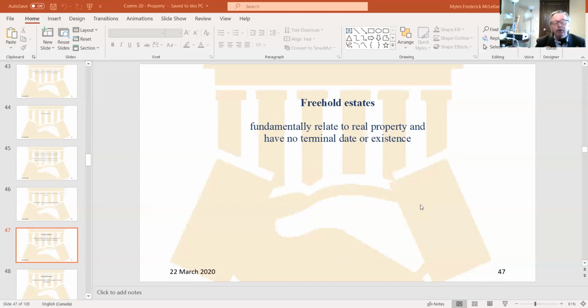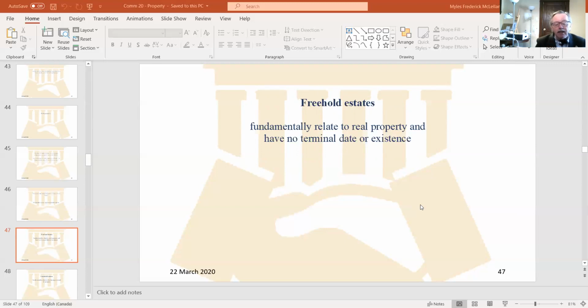All right, so if you and or your parents own a house in Sault Ste. Marie, they have a freehold estate interest in that house. But everybody just considers that to be an ownership interest. When you own your house, you're really referring to a freehold estate.